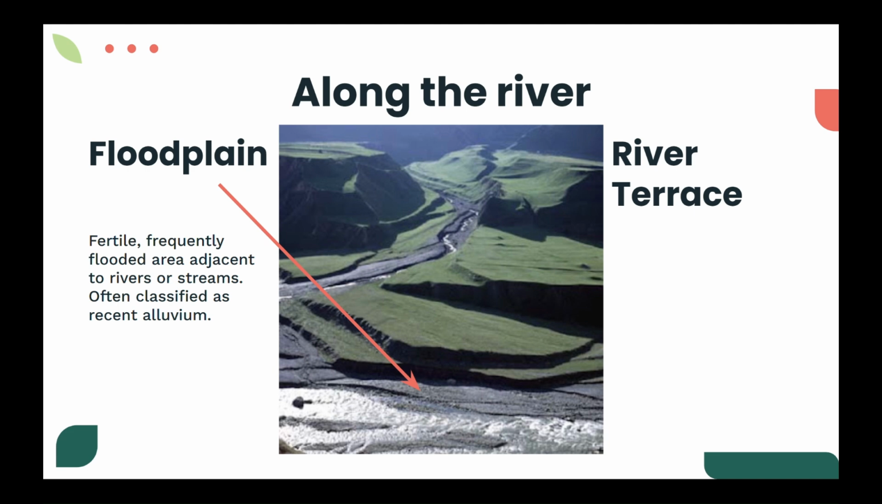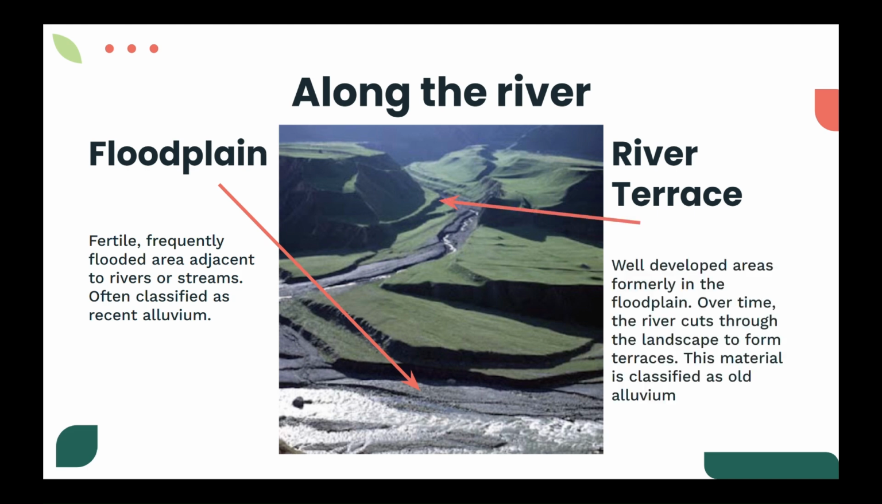As rivers cut through the landscape, they form river terraces, which aren't flooded as frequently. These materials are called old alluvium because they have been given more time to develop than the materials on floodplains.